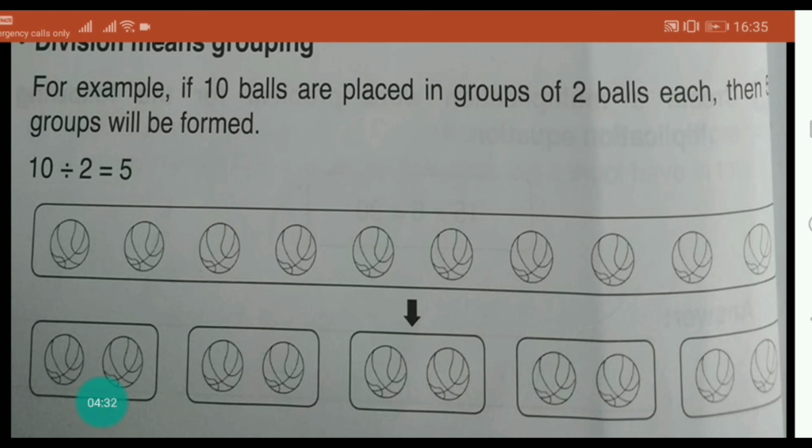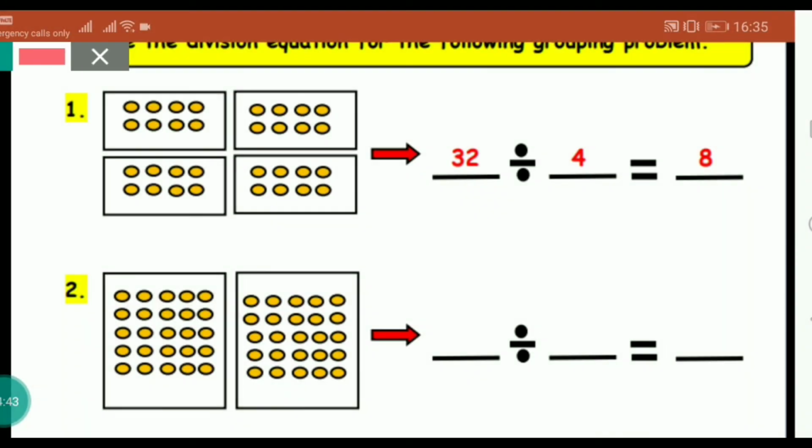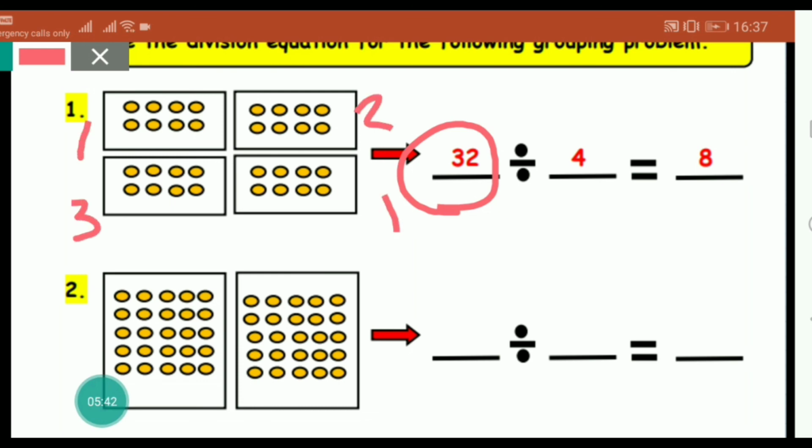Do you understand? Let's have a practice. It's your turn now. Okay, so I would like you to answer this. Answer number 2. Okay. If you count all of them, there are 32. And how many groups are formed? Is it 1, 2, 3, 4. So we have here 4.